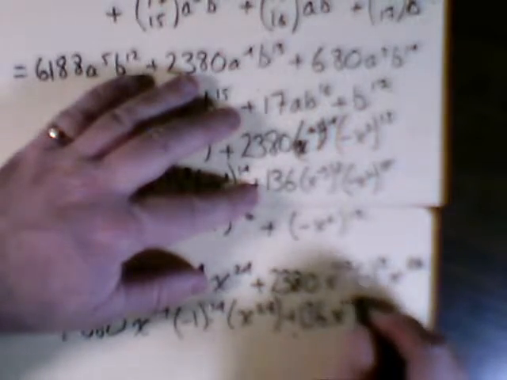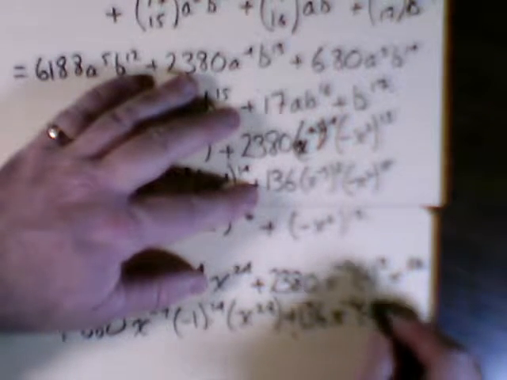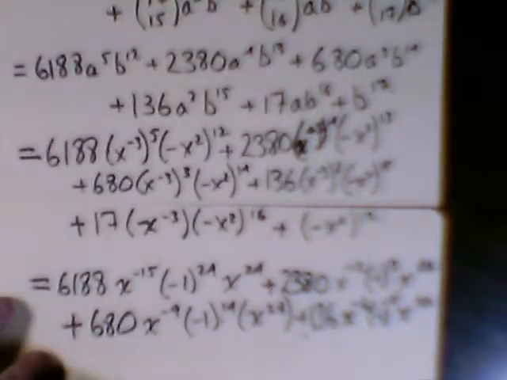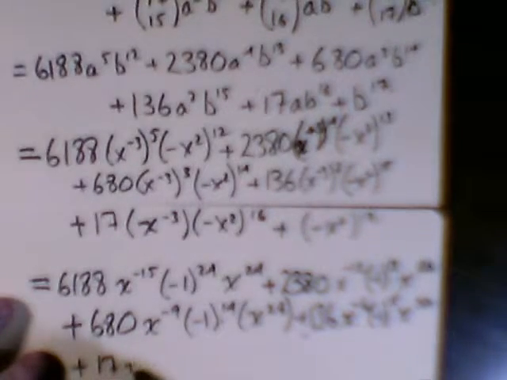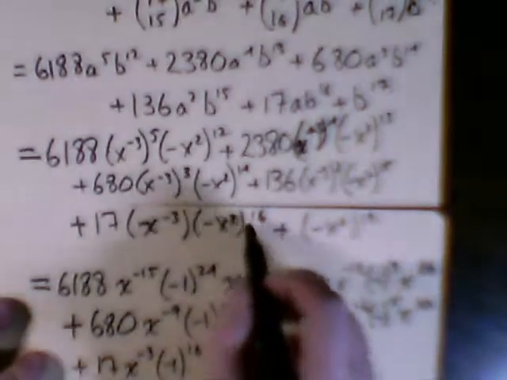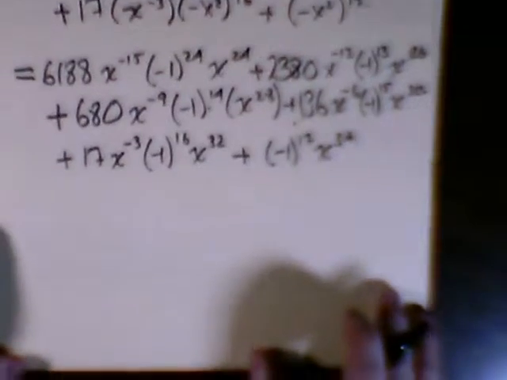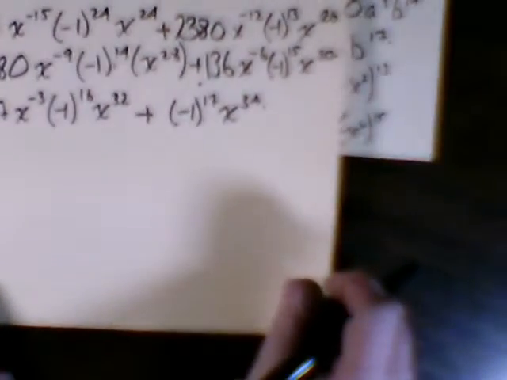And this is going to be x to the negative 6 times negative 1 to the 15 times x to the 30th. 2 times 15 is 30. Plus 17, and this is x to the minus 3, negative 1 to the power 16, x squared to the 16th is x to the 32nd. And that's that, and then plus x squared to the 17th. So this is negative 1 to the 17, and this is x to the 34th. Sorry about that. That's what it looks like, folks. I know down toward the bottom it gets really blurry, but up here it's not so bad.